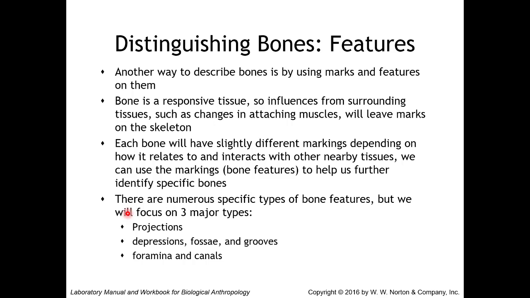So when we're looking at bones, there are numerous specific types of bone features, but for the purposes of this class, we will focus on three major types. And I say three knowing that this one has three here and this one has two, but they're just general categories. The first is projections. The second is depressions, fossae, and grooves. And then our third is foramina and canals.